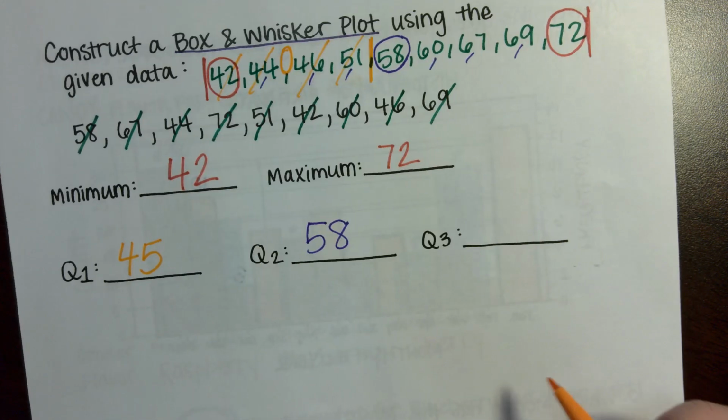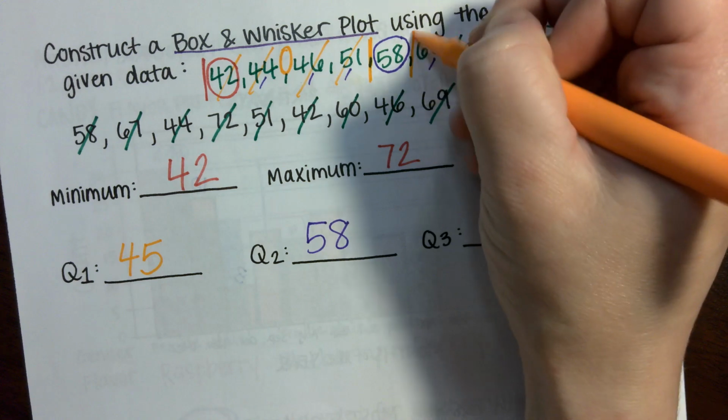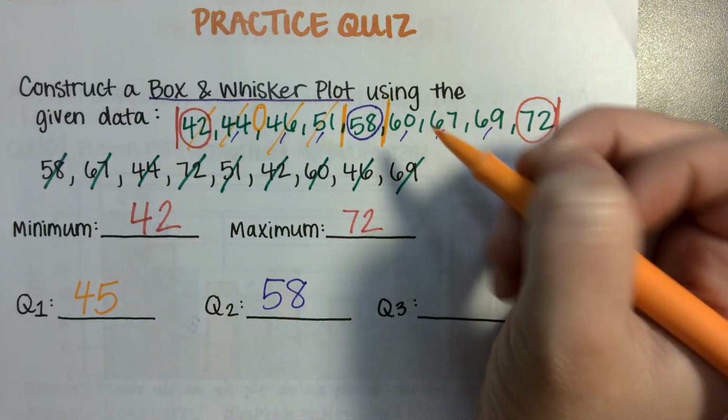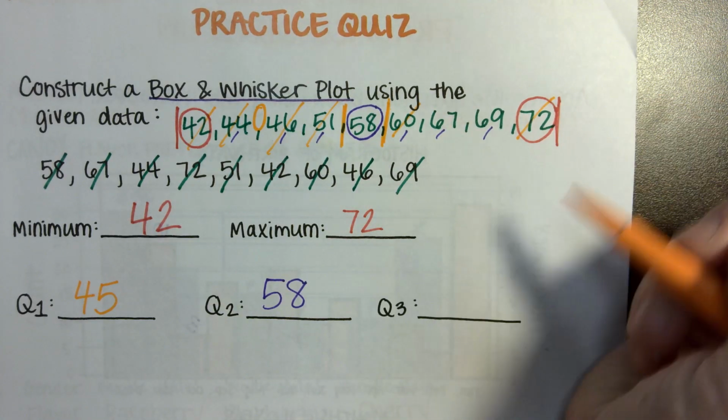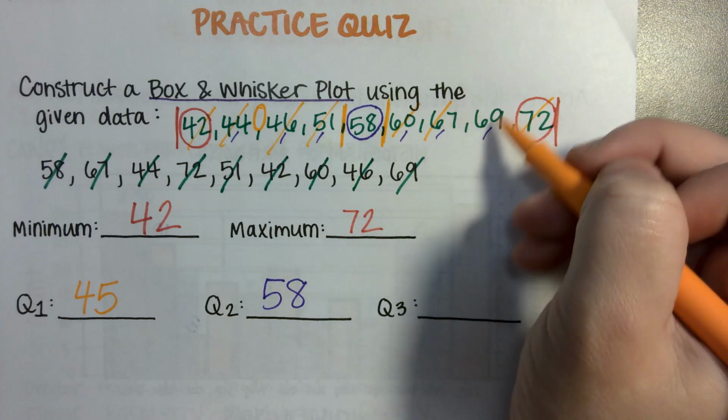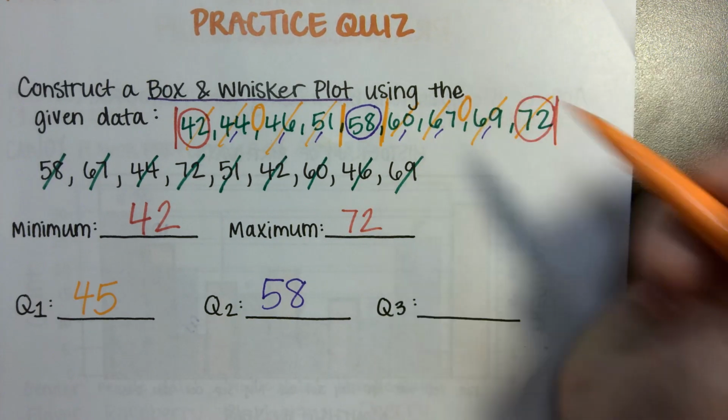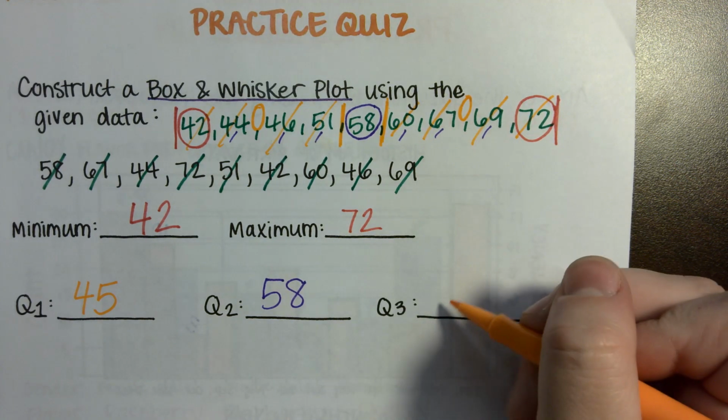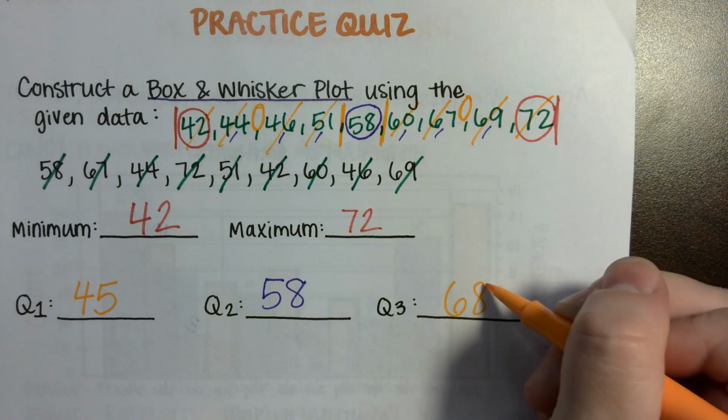Awesome. All right, now let's do Q3. Same process. Don't include 58. We've got 60 and 72, 67 and 69. What's in between those? 68. Not so bad, guys. Good, good, good.